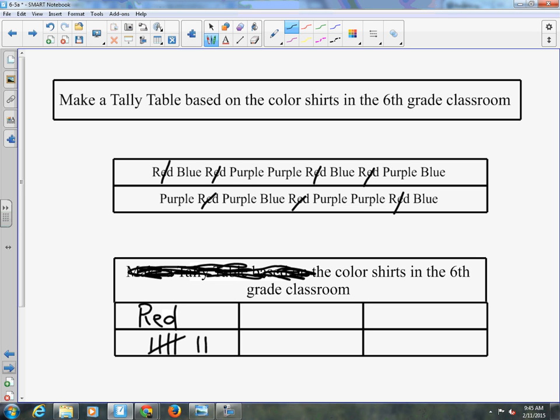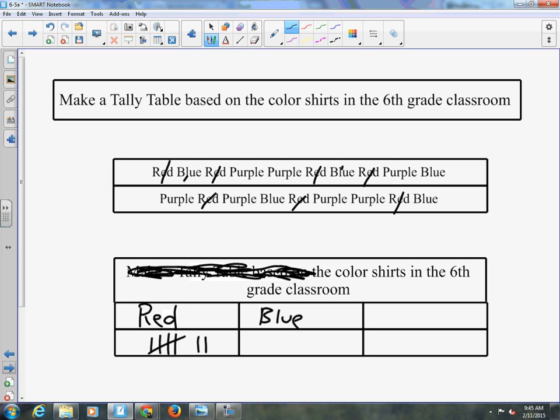I can look at it and yeah, it'd be easy to count them up. 5 plus 2 is 7. Don't do this. 1, 2, 3, 4, 5, 6, 7. Don't do that. That's bad. Don't do it. All right, next one. Let's see. Blue.